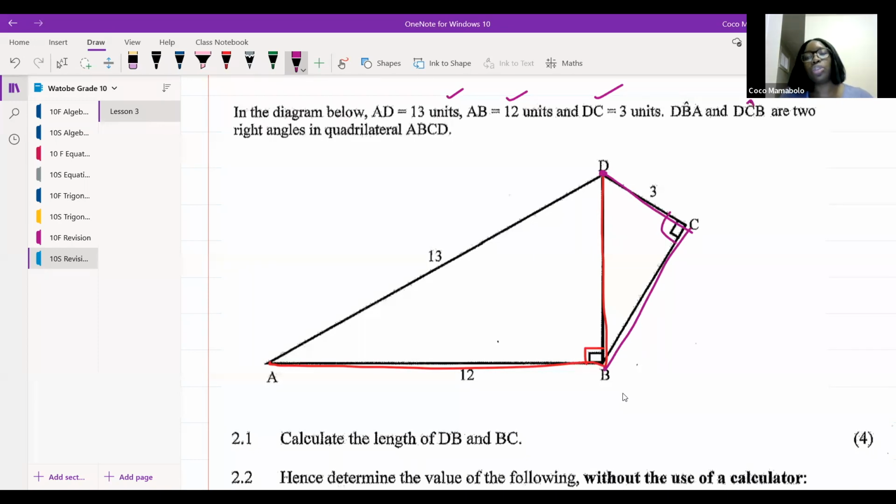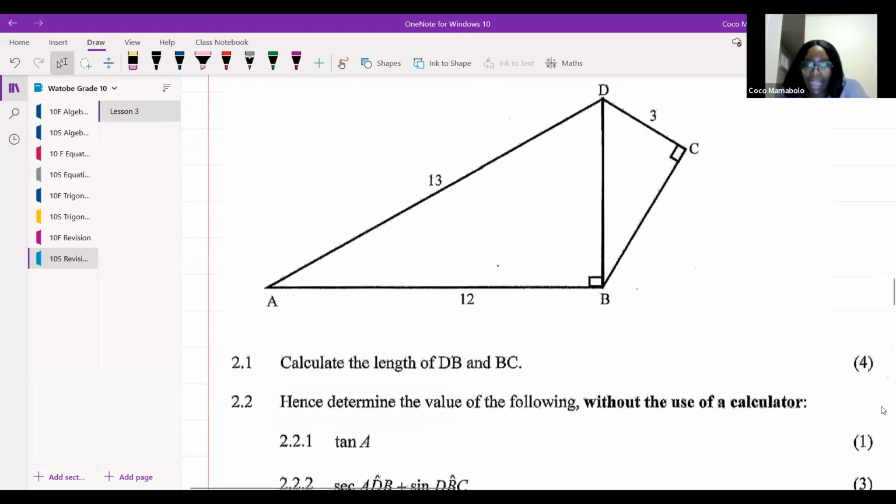They say those two angles are two right angles in the quadrilateral ABCD. Good. They've told us that it's a right angle. Okay, so we've got the information that we need. Excellent. Cool. Let's look at question 1. Now it says, calculate the length of DB and BC.